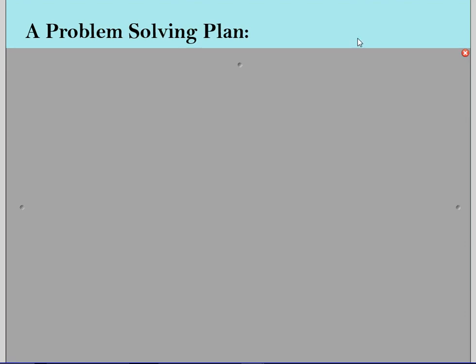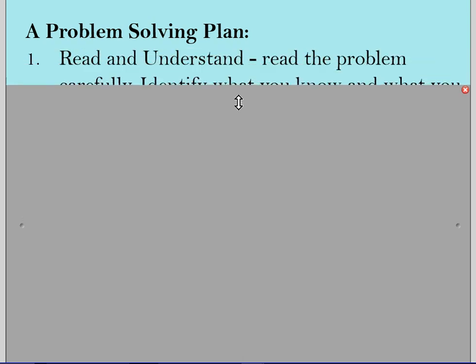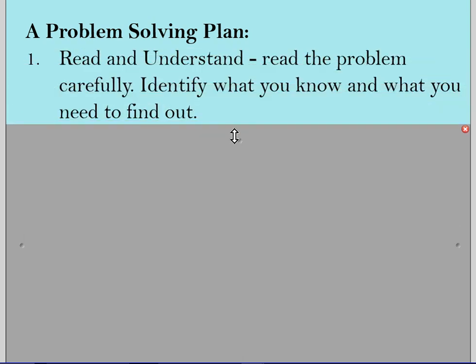So first we need to know what our problem-solving plan is. The first step is to read and understand. You need to read the problem carefully, identify what you know and what you need to find out. Pretty self-explanatory. I find that in word problems, if you underline or circle important information to make it stand out, that is also very helpful.